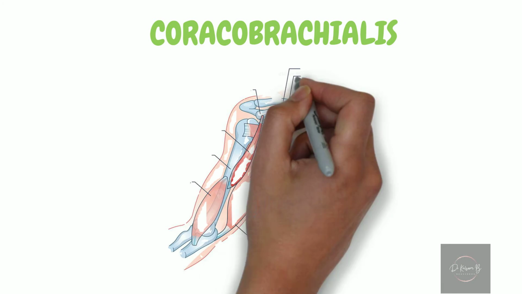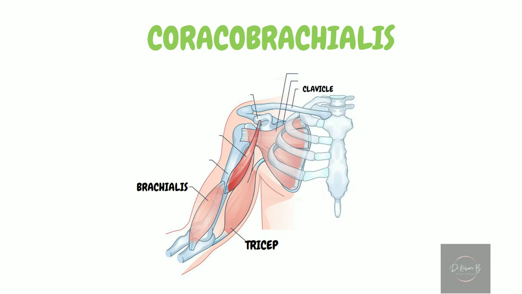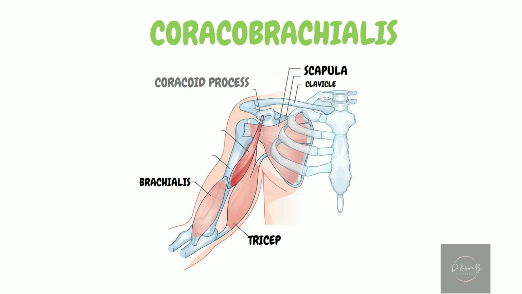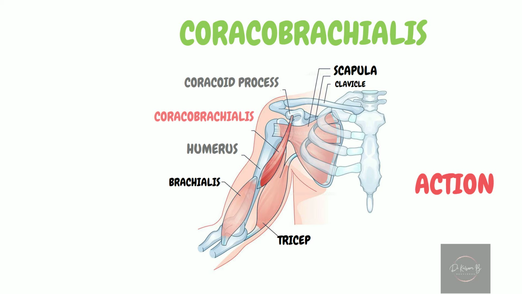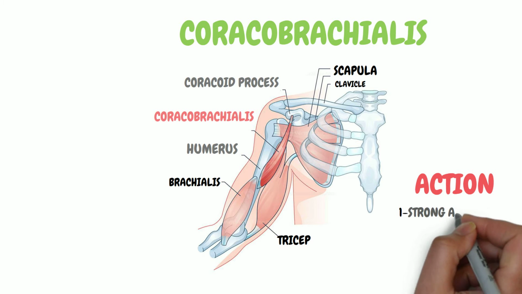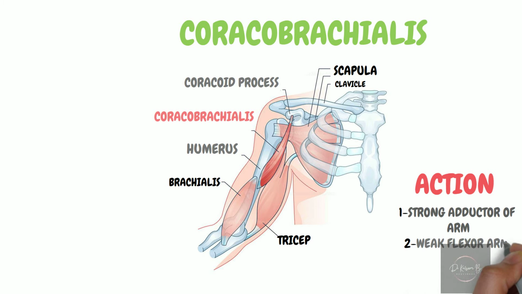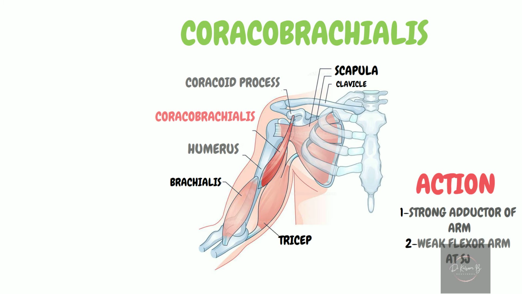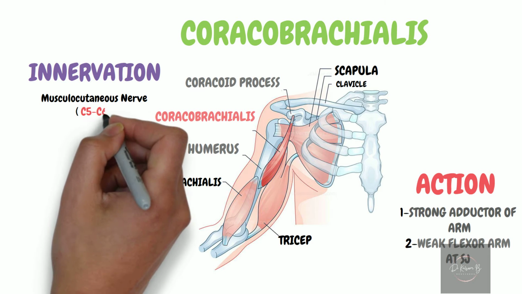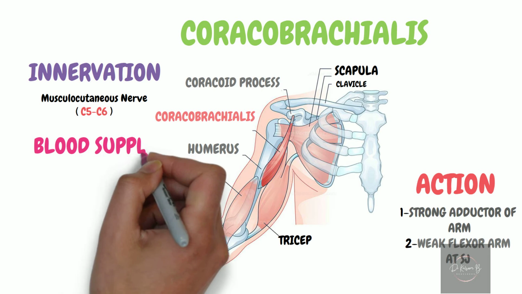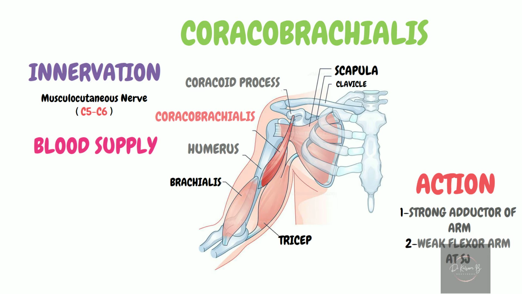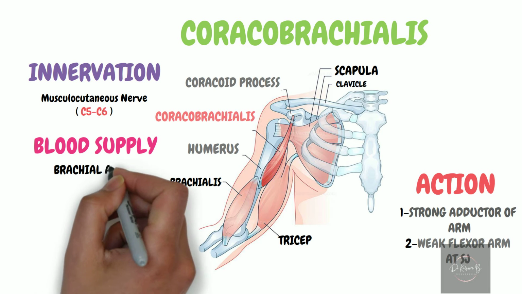Coracobrachialis is the most medial muscle in the anterior compartment of the arm. It is attached at the coracoid process of the scapula and the anterior surface of the shaft of the humerus. Action: coracobrachialis is a strong adductor of the arm. Additionally, this muscle is also a weak flexor of the arm at the shoulder joint. Coracobrachialis is innervated by the musculocutaneous nerve, that is C5 to C6, while its blood supply comes from the muscular branches of the brachial artery.